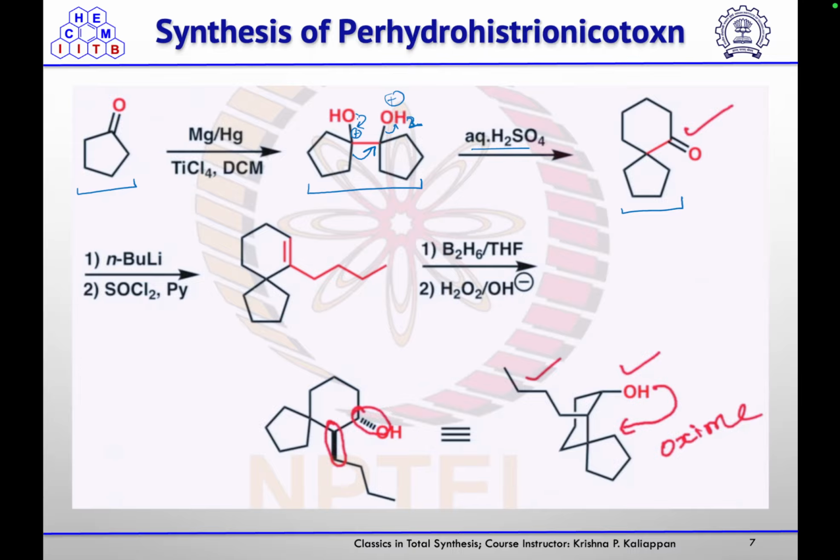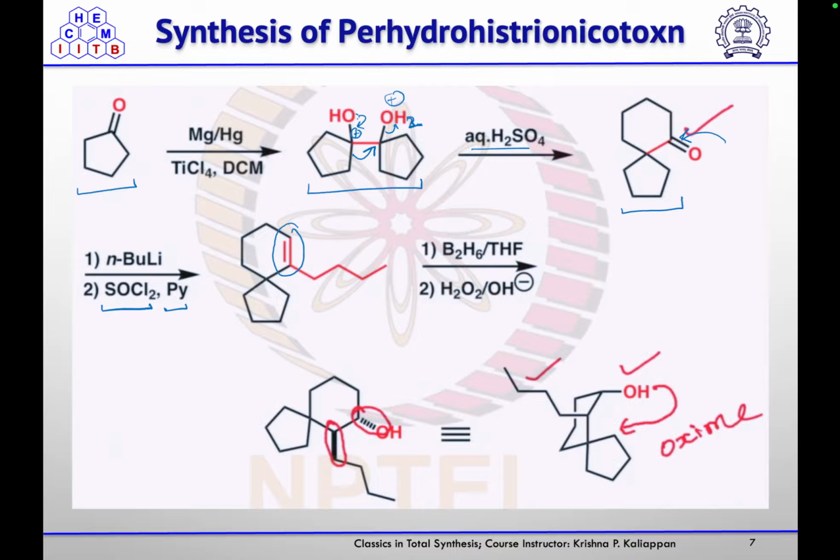Then if you treat it with n-butyl lithium, n-butyl lithium will add to this ketone to give you the corresponding tertiary alcohol, and then on treatment with thionyl chloride in the presence of pyridine, that alcohol was converted into chloride, and then elimination will give you this double bond. So first the tertiary alcohol will form, then they convert it to a good leaving group, and then elimination to give you the corresponding double bond.